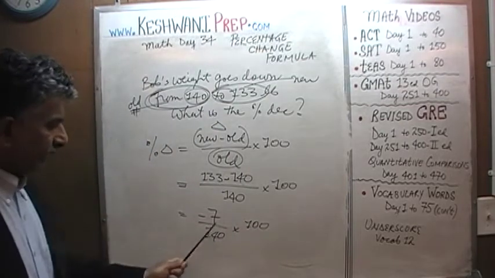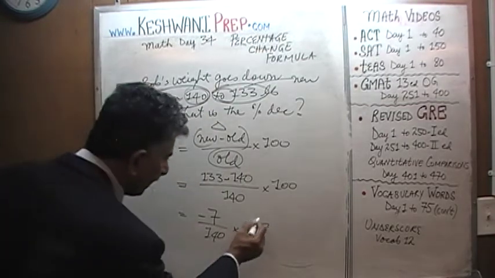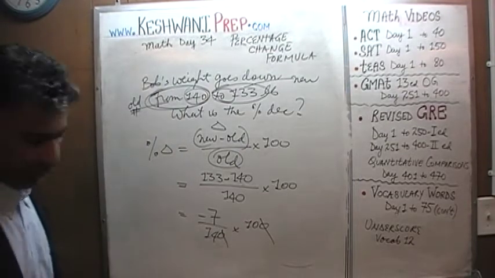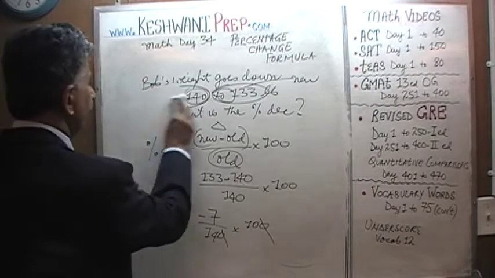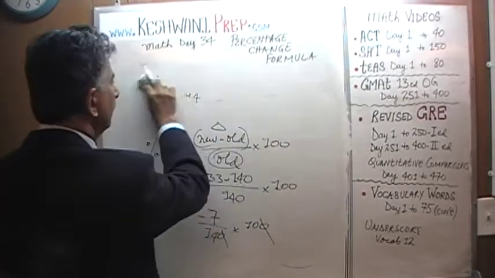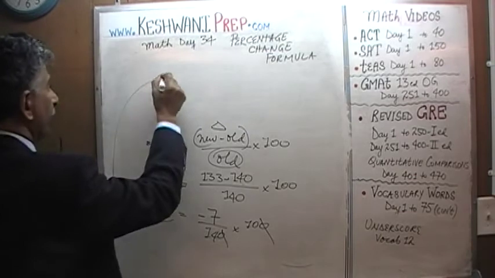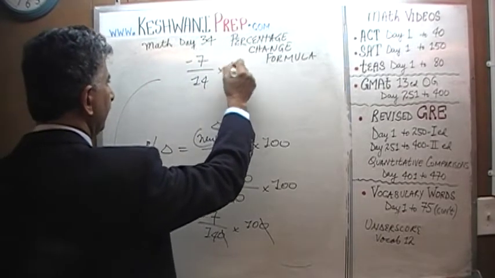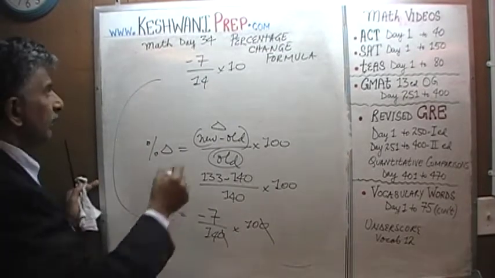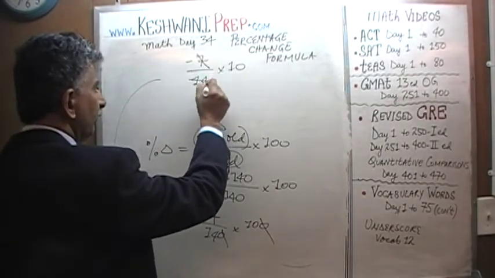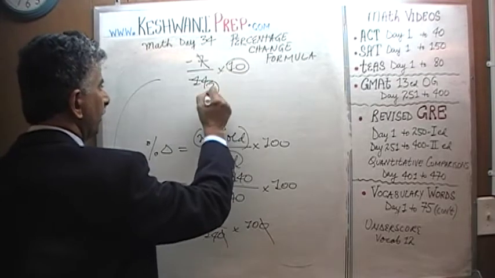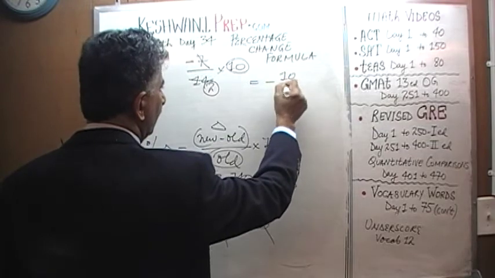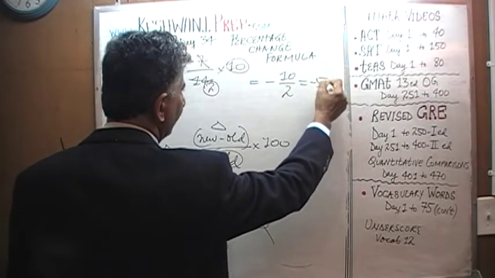Let's divide top and bottom by 10. If we divide top and bottom by 10, we can knock out a 0, and we end up with 7 over 14 times 10. Let's pick this up on the top. So we get negative 7 over 14 times 10. Let's divide top and bottom by 7. The 7 drops out and 14 becomes 2. We end up with 10 divided by 2 with a negative sign. So this ends up negative 10 over 2, which is negative 5%.